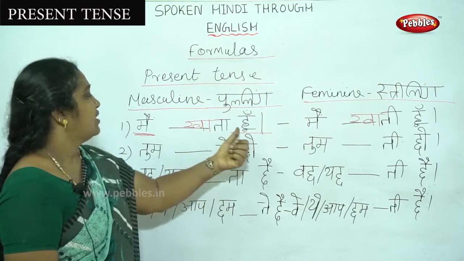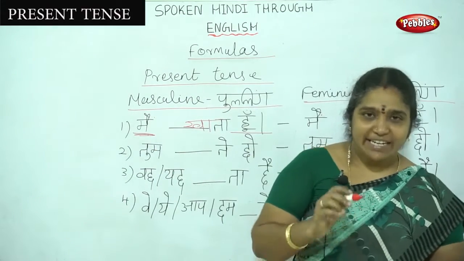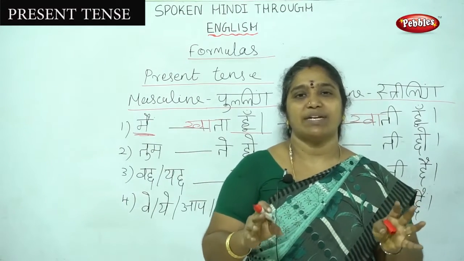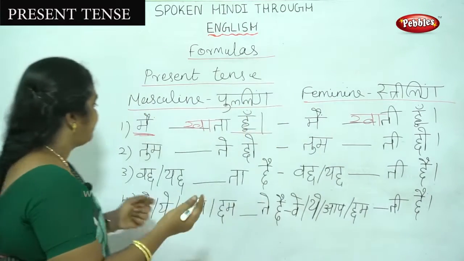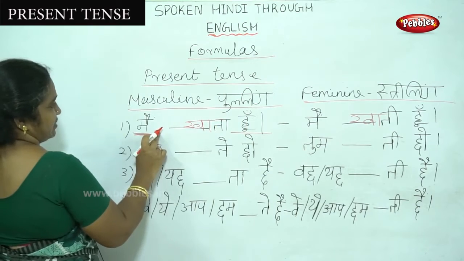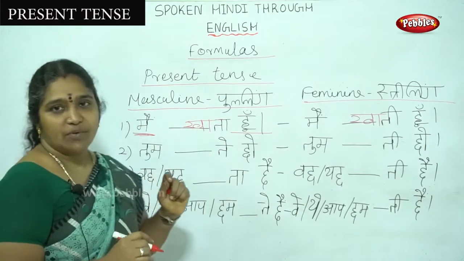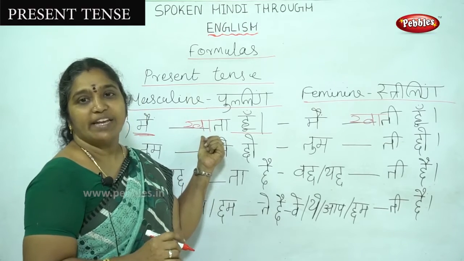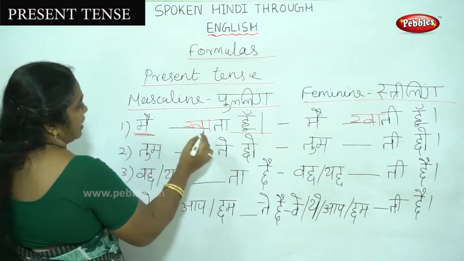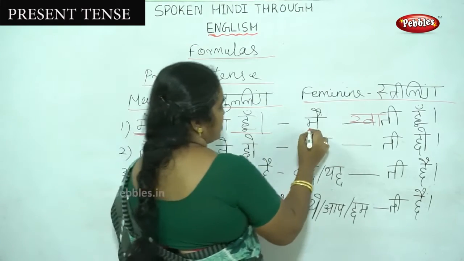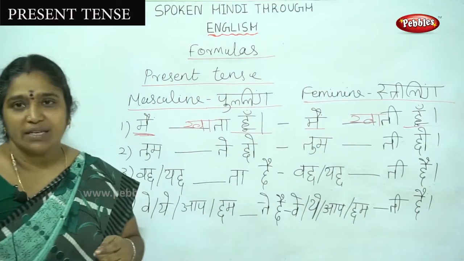मैं खाता हूँ. Already I have told you that in English the sentence format is subject, verb, object. See here, this is the subject, this is the verb, and here we don't have any object. मैं खाता हूँ. Likewise here also मैं खाती हूँ.